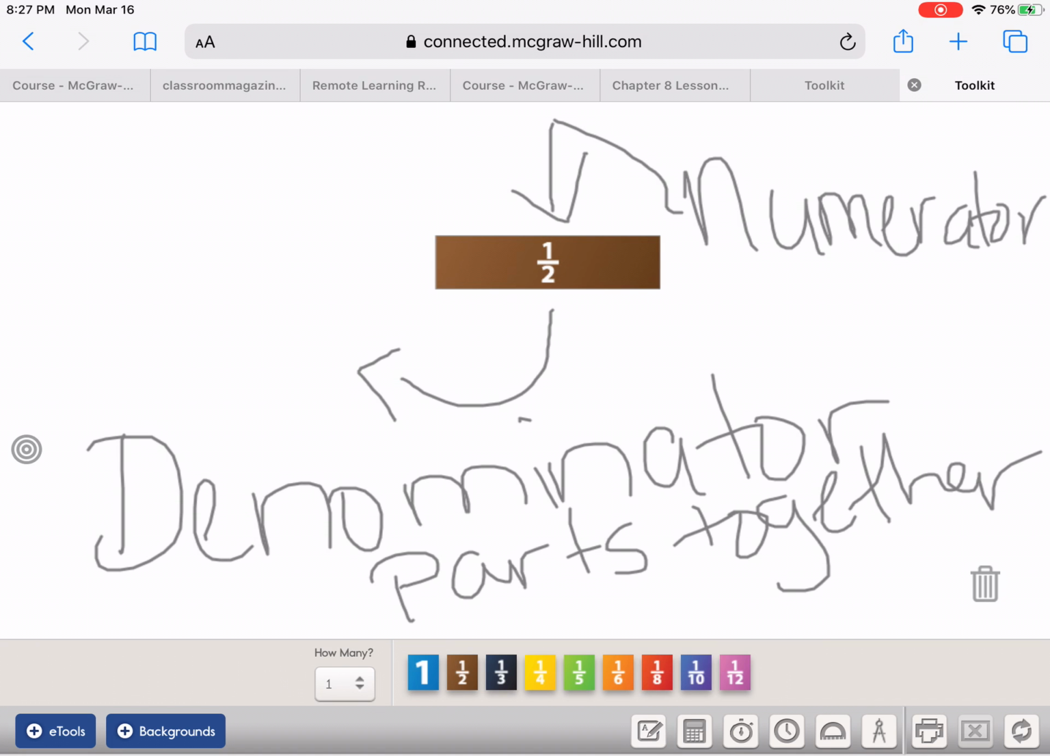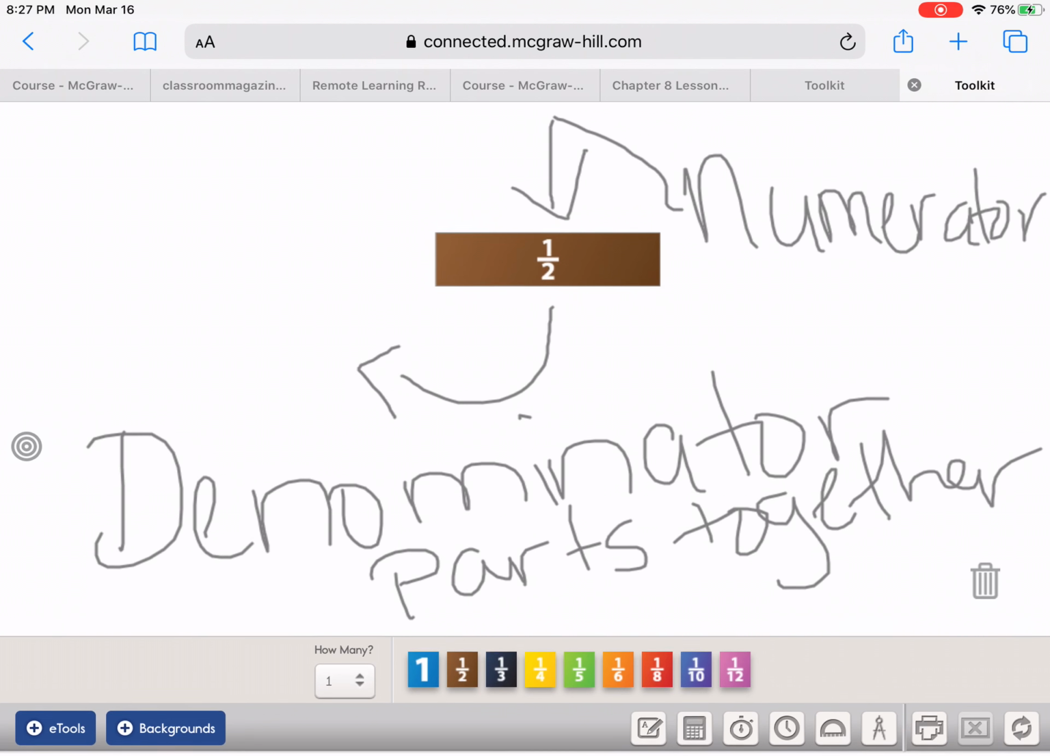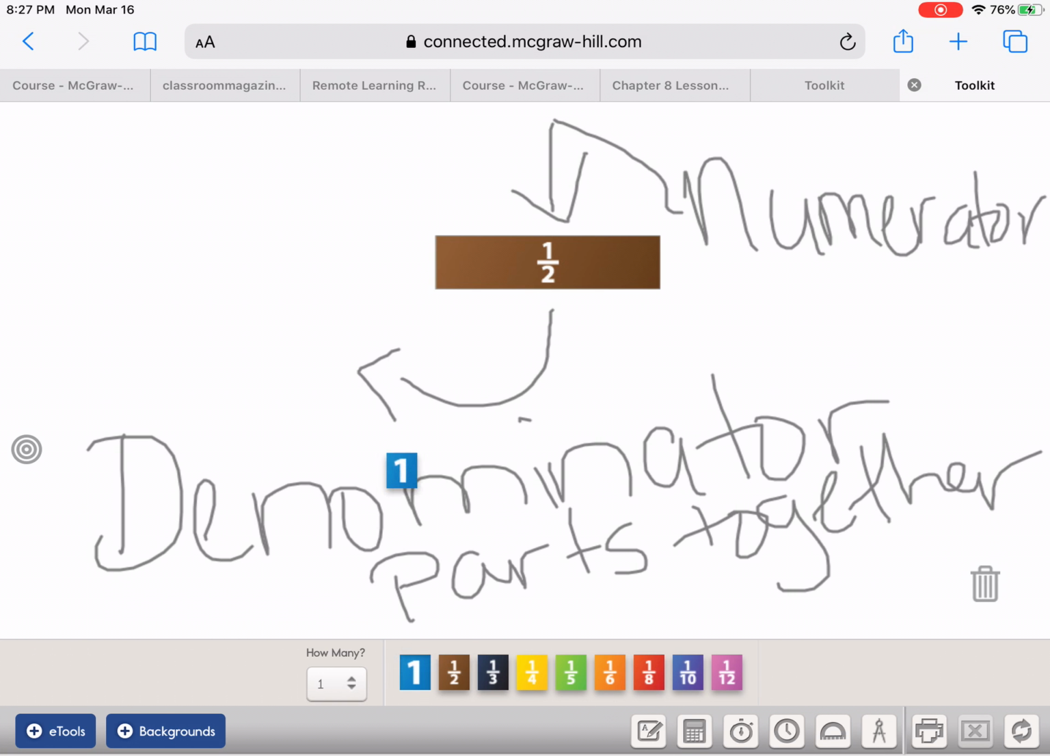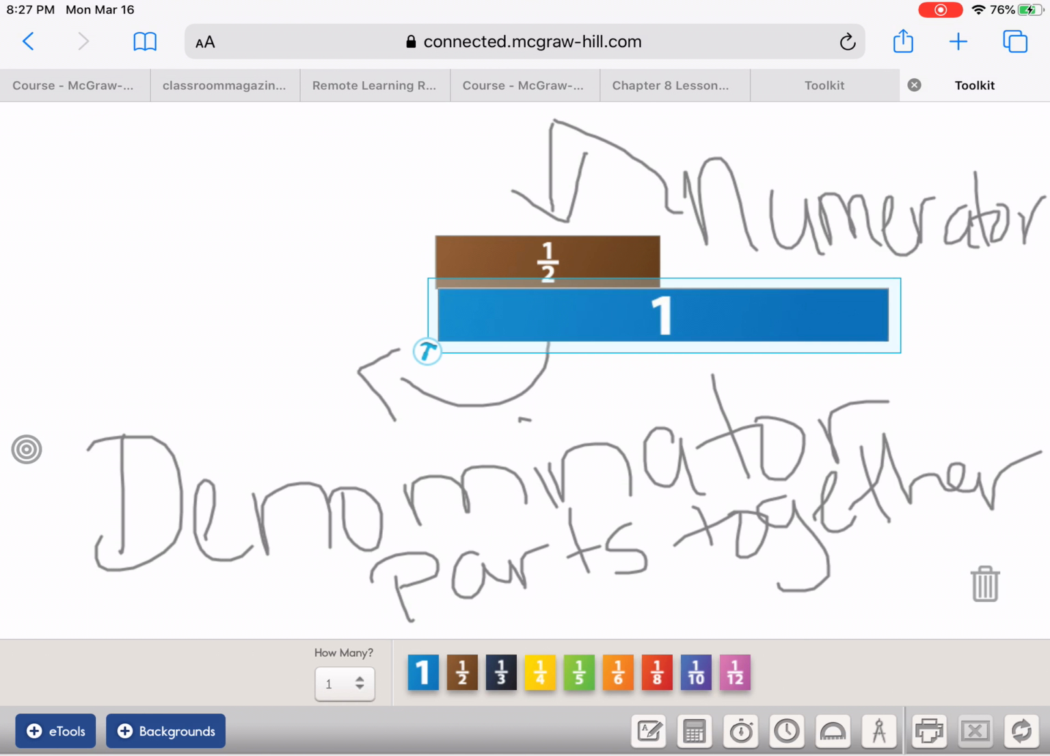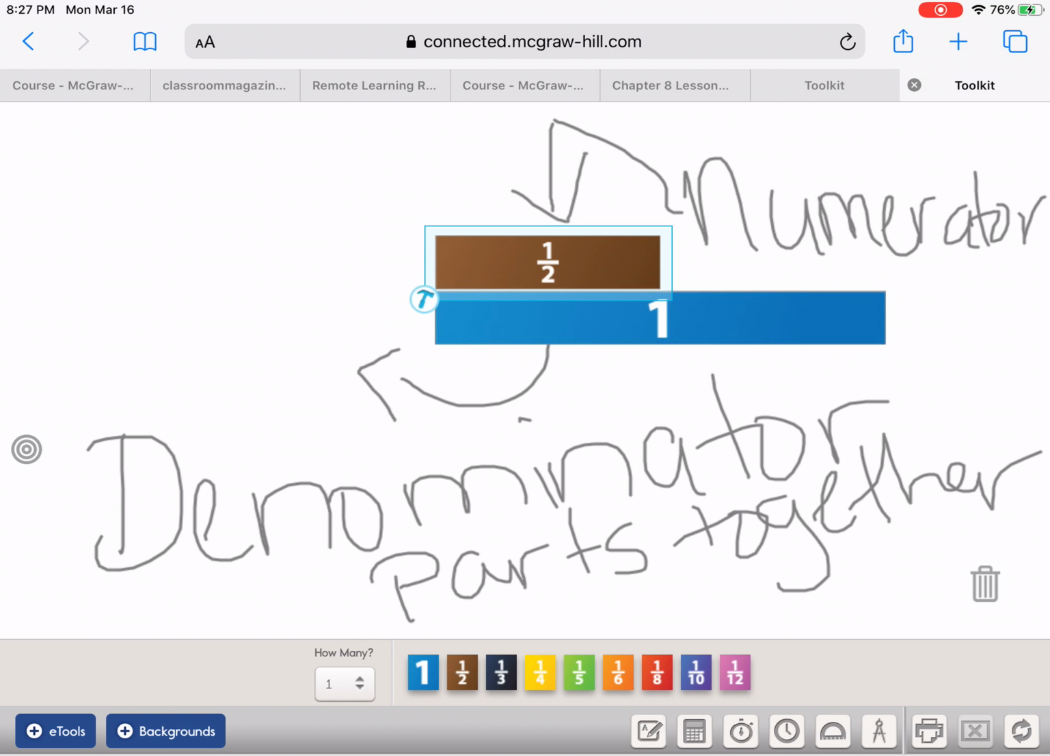So if I take away my online tools, that's one whole, okay? This one, that's a half. That's not a whole. So think of it as the pizza again. It's like as if you ate half. You didn't eat the whole pizza, you ate half of the pizza. Okay, you ate part of a whole, right? So we've got our numerator at the top, our denominator at the bottom.